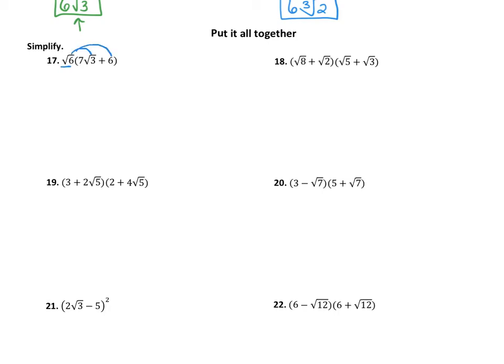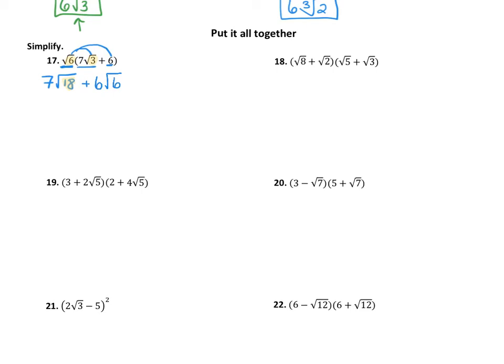So if I have square root of 6 and I'm multiplying it by 7 square root of 3, what I'm really going to do is I'm going to have 7 square root of 18. Since 6 is inside the radical, I'm going to multiply it by the other number that's inside the radical to get 18. Then I'm going to do square root of 6 times 6. Well, that's a little bit tricky because this is not a radical number and the square root of 6 is a radical number. So just like when I multiply a variable times a number, when I multiply a radical times a number, it just becomes 6 square root of 6.